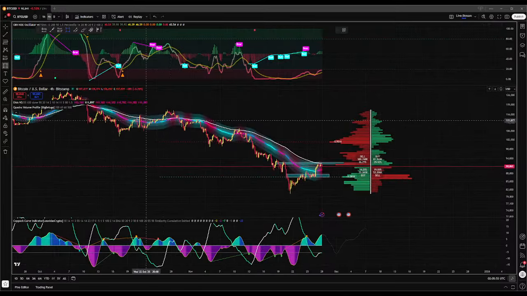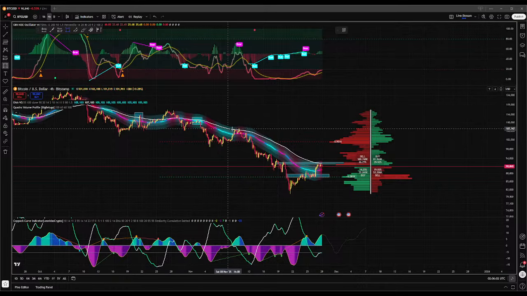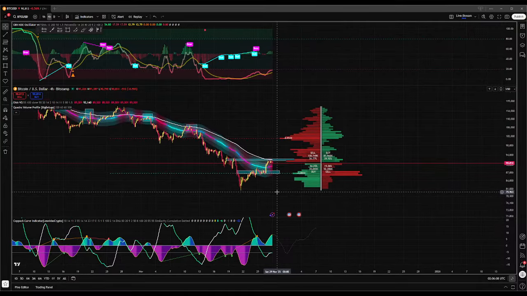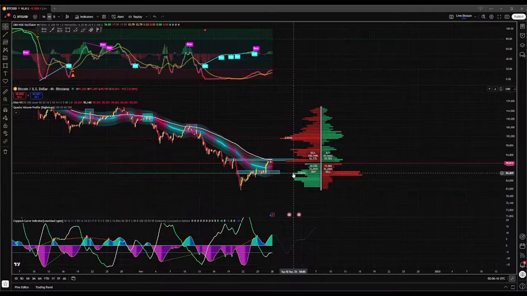So let me show you here. We have this one here. This one was a bit stronger, but this one here. We have this one here, and now we have this one here. So the direction is to the downside. Now, I am not looking for new lows. I have to tell you, I am not looking for new lows. Actually, I'm looking for maybe a pullback to maybe $86,000, $87,000.